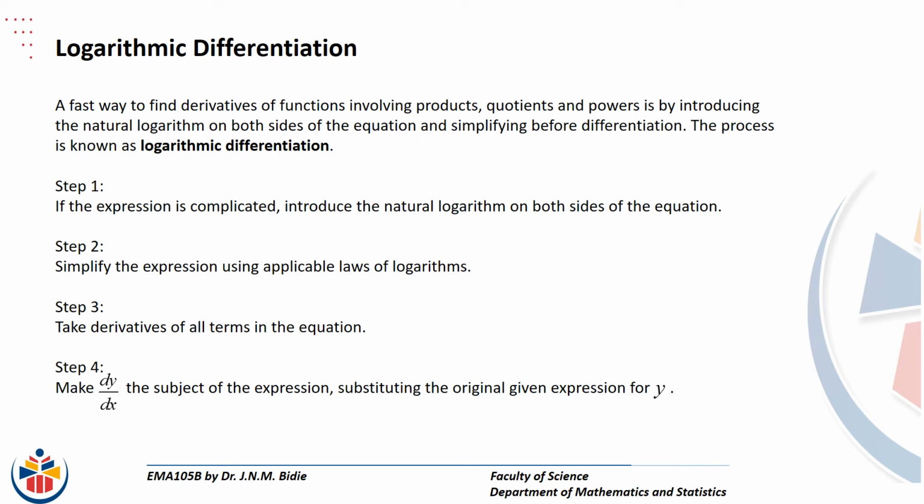And then when you get to step 3, take all the derivatives of all the terms that you have found in step 2. And then thereafter, you make dy over dx the subject of the expression. And note that it is imperative that you substitute the expression that was given to you originally for y. Let's do some examples so that we can be able to apply all these 4 steps and see if we're going to get this right.